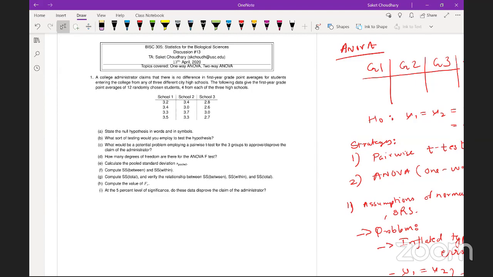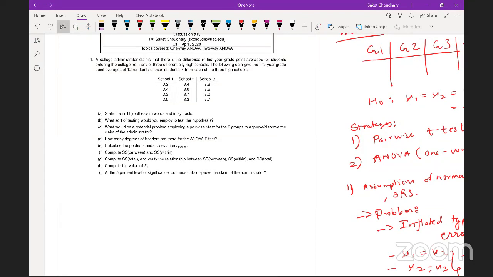So let's get started with the problem, and I'll explain each of these assumptions as we move along. The problem is about a college administrator claiming that there is no difference in the GPA between 3 different schools. You're given a very small data set with just 4 points, and these 4 points are GPAs coming from each school. The first question asks us to state the null hypothesis in words and symbols. That's very simple: there is no difference in the GPAs. If I call the schools 1, 2, and 3, this is mu1 equal to mu2 equal to mu3.